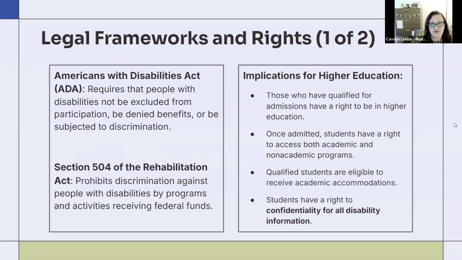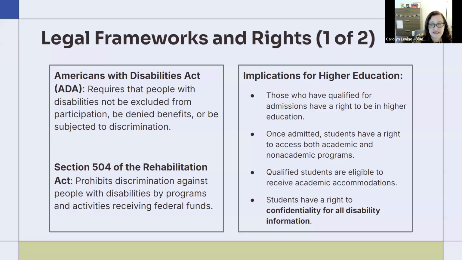All right, so legal framework. Got to talk about this, of course. The Americans with Disabilities Act. The ADA requires that people with disabilities not be excluded from participation or be denied benefits or subjected to discrimination. And then Section 504 of the Rehabilitation Act prohibits discrimination against people with disabilities by programs and activities receiving federal funds, which is, of course, Blue Ridge Community College. So what that means for us is that those who have qualified for admissions have a right to be in higher education, regardless of disability.